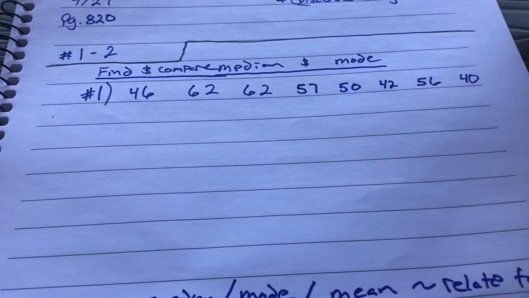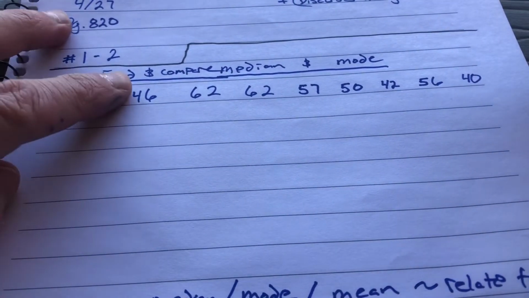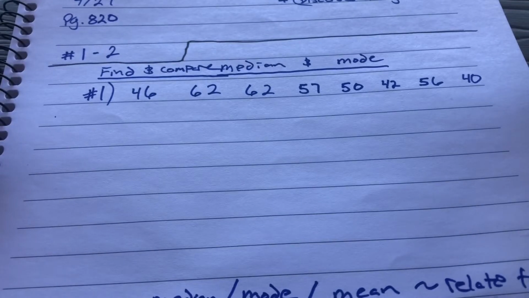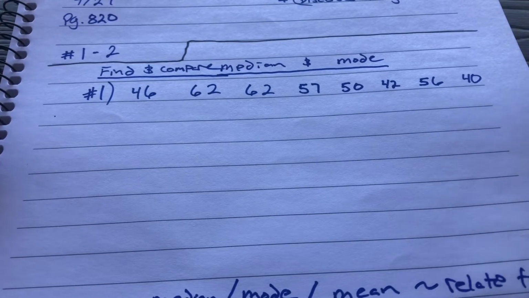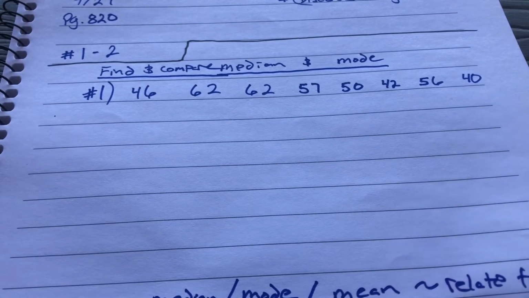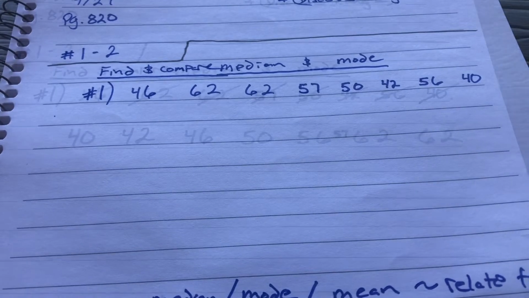All right, so for number 1, we're being asked to look at this set of data and find the median and mode, and then compare the median and mode. It's pretty simple, but you'll remember if you looked at my notes that I wrote out for you today, I mentioned that you first want to always put your numbers in order from least to greatest. So I'm going to start by doing that.